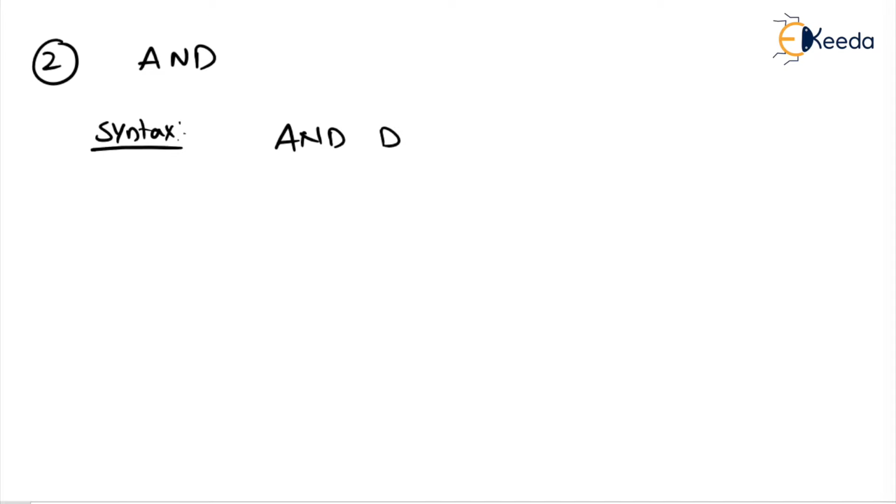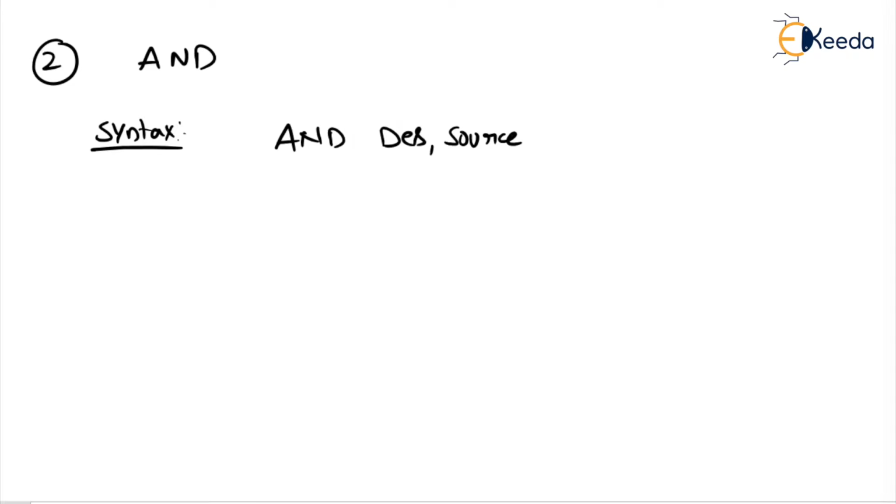Right? Now, the first one was NOT. The second one is AND. Now coming to AND, what is the syntax? AND destination, source.